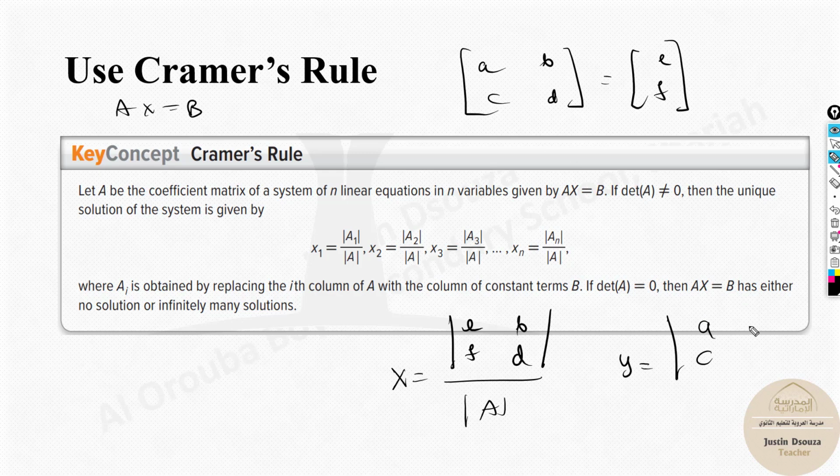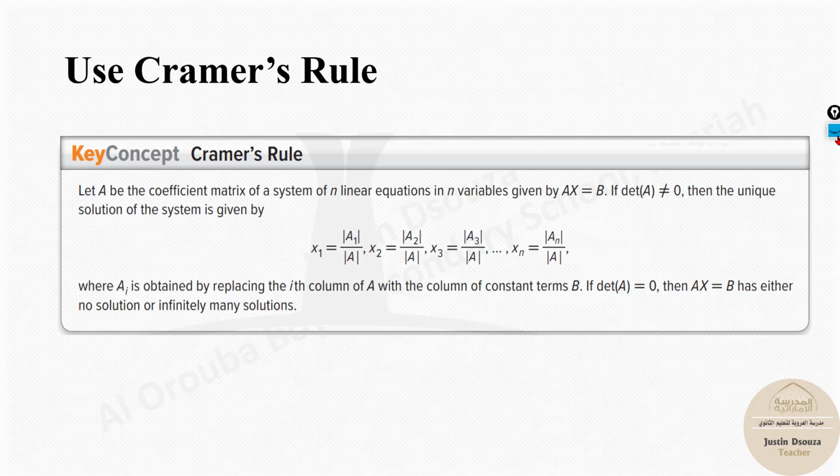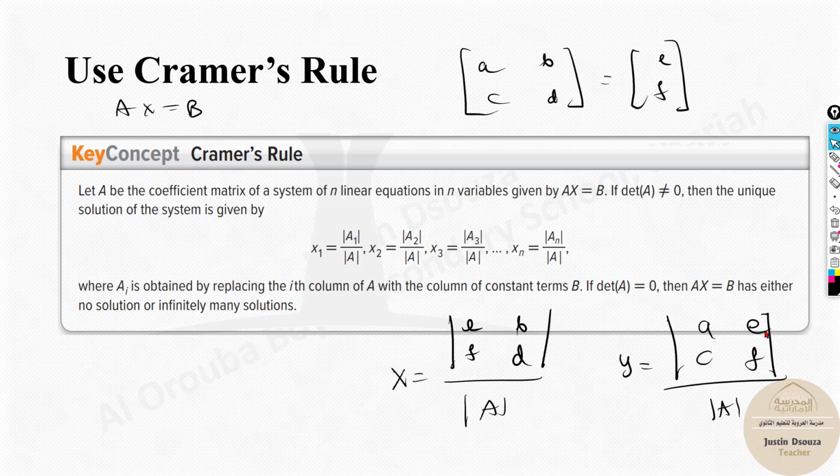So here instead of b and d you write e and f. That determinant you need to find and divide it by the determinant of A. That remains the same thing. If you have another variable, and so on and so forth, it will be a 3 cross 3 matrix.